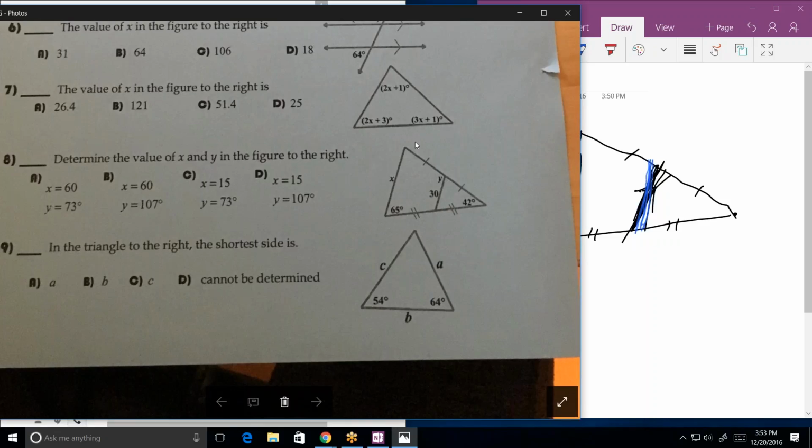Yeah. All right, and the triangle to the right, the shortest side is? It would be A would be the shortest side. Yes. How'd you know? Because 54 is the smallest angle, and those two are. How do you know 54 is the smallest angle?